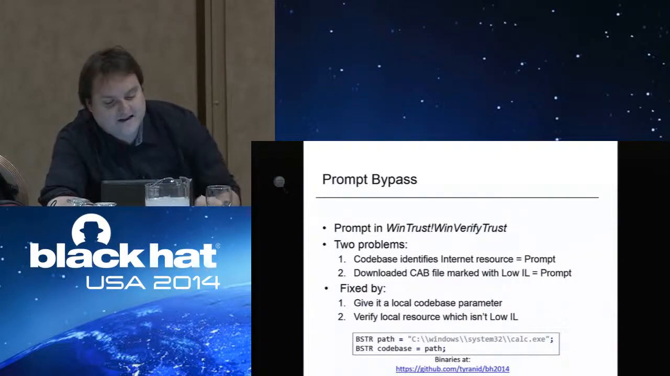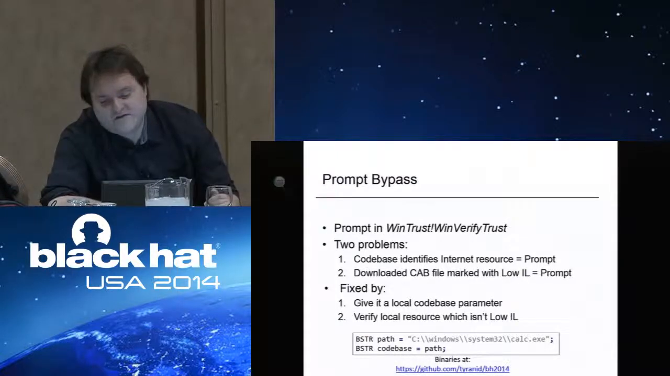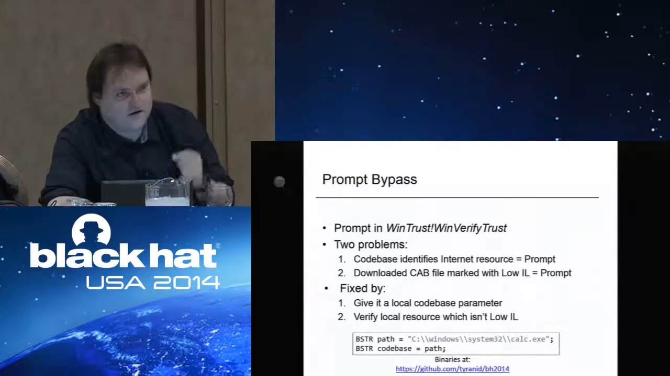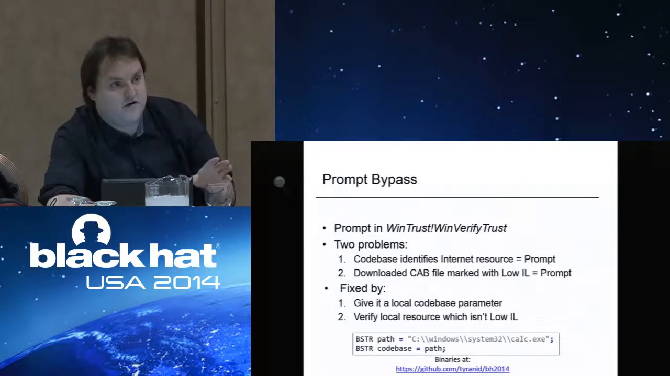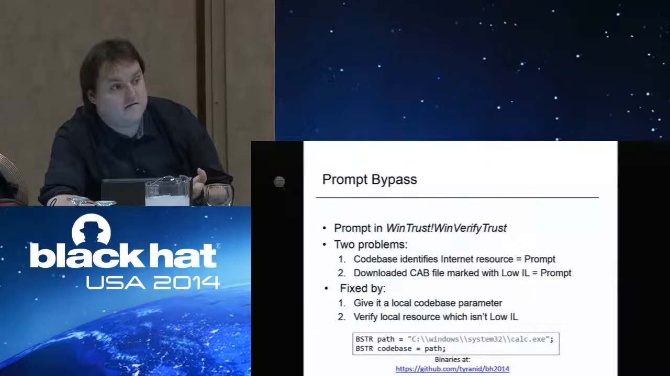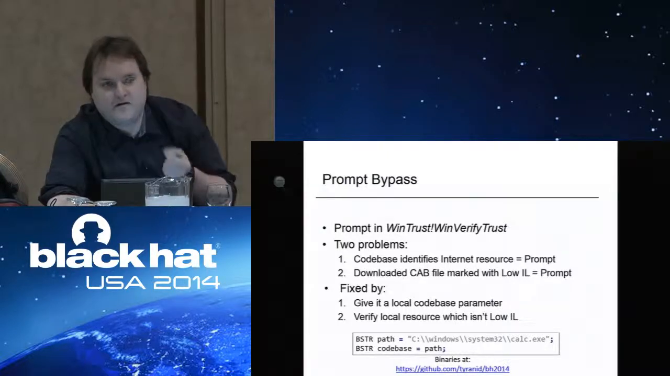But it turns out that the way in which it verifies whether it needs to prompt you was slightly lacking in its implementation. There were two parameters I managed to identify. Based on when I pushed it through, I could see these parameters being passed, and I could then infer what their purpose was. The first one is the code base, and the code base defines where this piece of code came from. So effectively, if it came from the internet, it will be an HTTP URL.